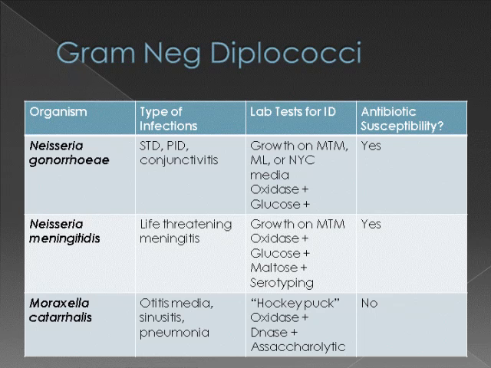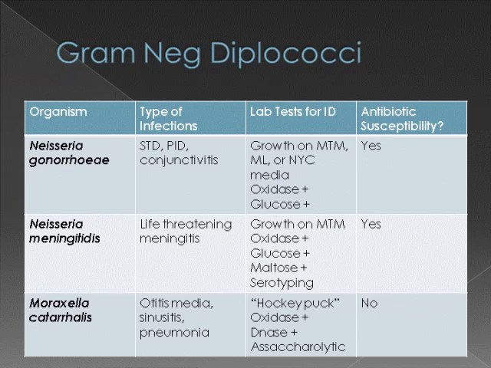So Neisseria gonorrhoeae causes STDs, pelvic inflammatory disease, and can cause conjunctivitis. Grows on modified Thayer-Martin, Martin-Lewis, or New York City, and it is oxidase positive and glucose positive. Susceptibility would be necessary for Neisseria gonorrhoeae.